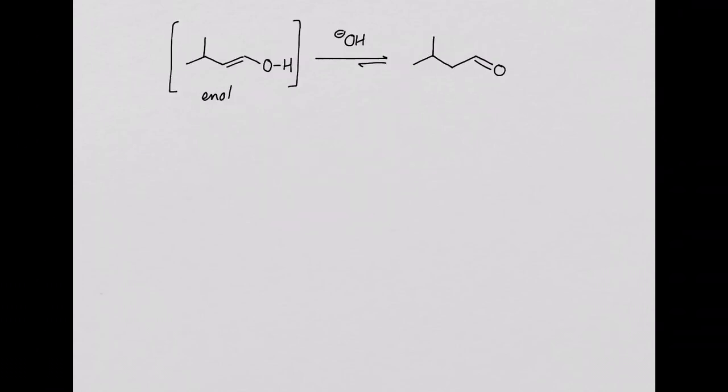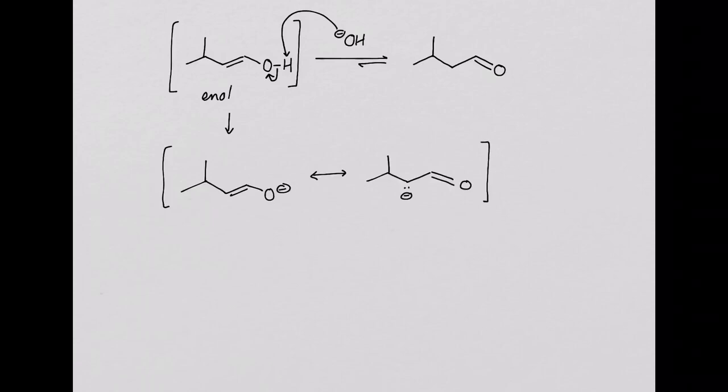Once formed, the enol rapidly tautomerizes to the keto form. This occurs through a base-catalyzed mechanism. In the first step, the base deprotonates the enol. This enolate has resonance. Protonation of the other resonance contributor gives us our final keto product. This is how we end up with the anti-Markovnikov addition through hydroboration of alkynes.